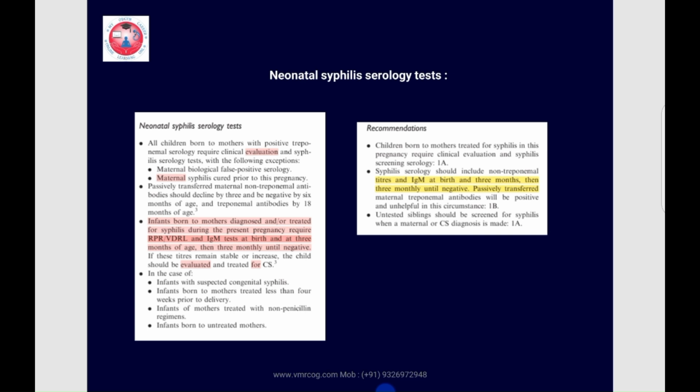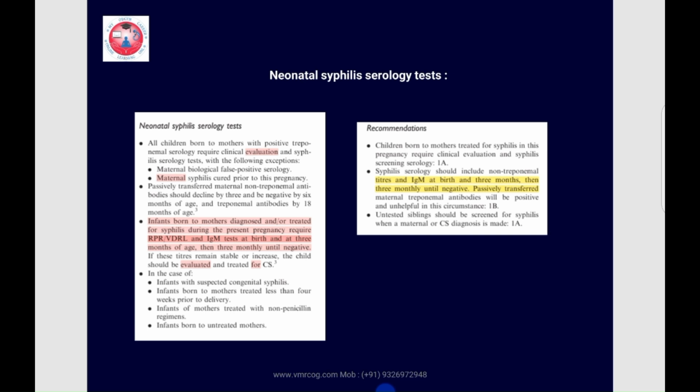Okay, passively transferred maternal non-treponema antibodies should decline by 3 months of age and become negative by 6 months of age, and treponema antibodies will clear by 18 months of age. Okay, so how many months will be required? 6 months for the clearance. At 3 months the passively transferred non-treponema antibodies will decline, and treponema antibodies will clear by around 18 months from the neonate, which is passively transferred from the mother.